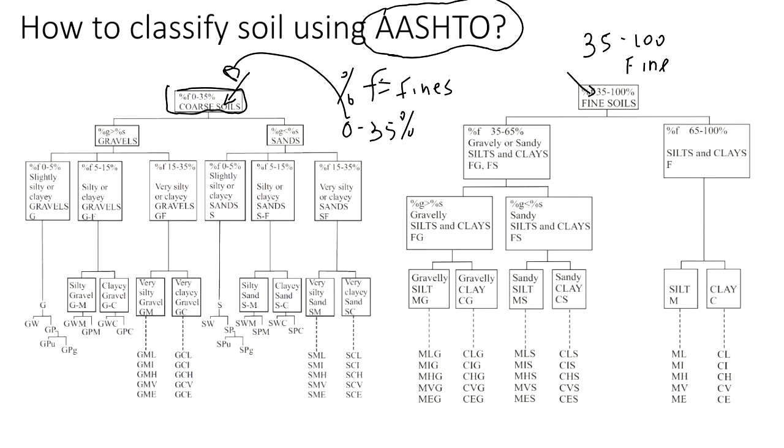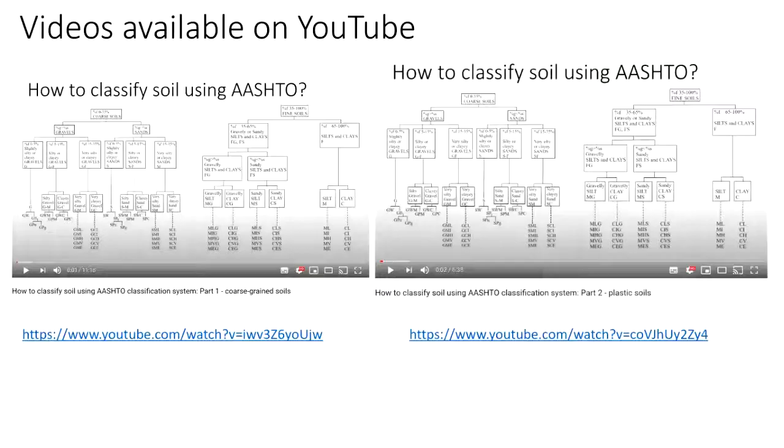So let's go ahead and start classifying soils. There are also 2 videos for AASHTO. I did one for coarse grain soil, how we classify it, and part 2 is for plastic soil. There are slightly different ways to classify them. I think it would be good if you watch those videos if you don't understand how it works, or you want a little more information and practice. I look at a few examples in each video, so that will be a good help for you.